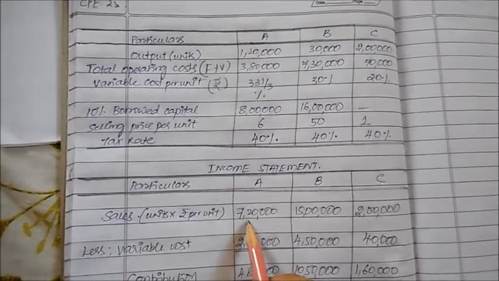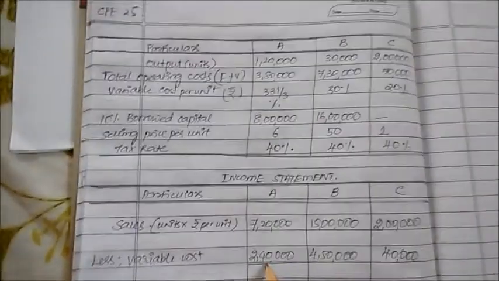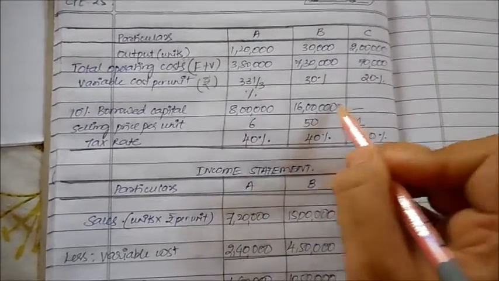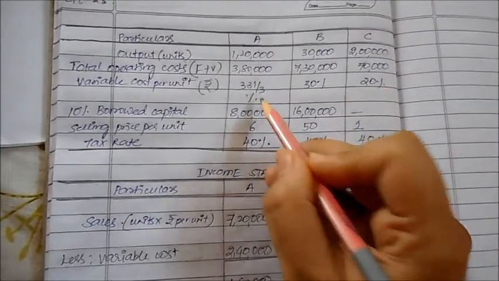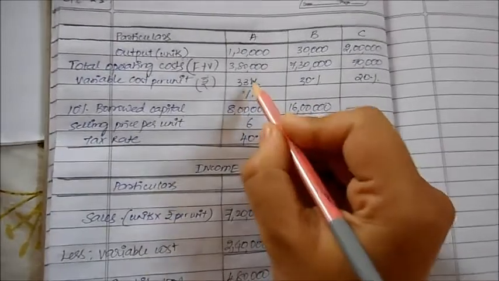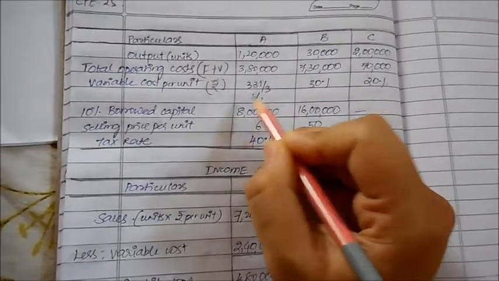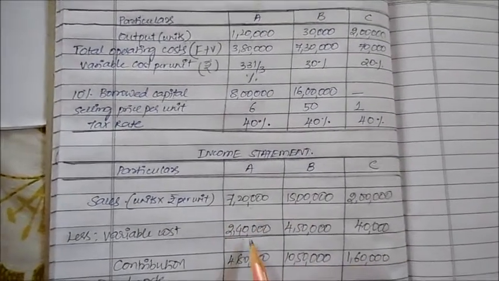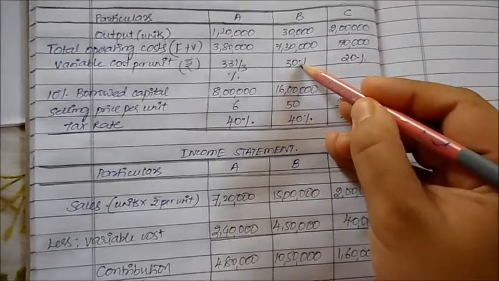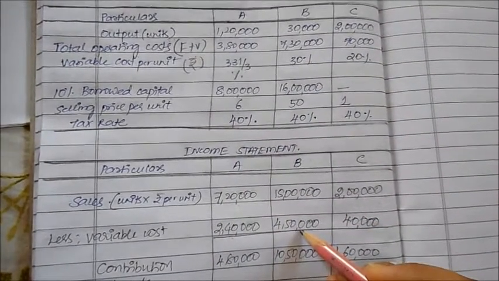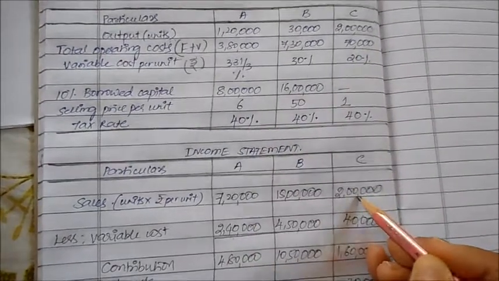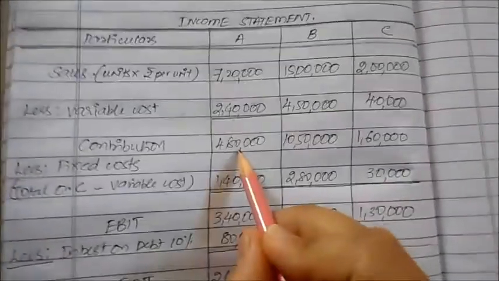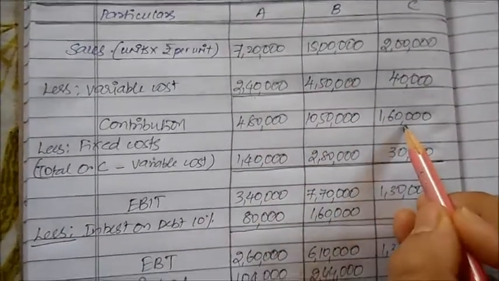Moving on, out of the sales we have to reduce our variable cost, all those which went into production. Now variable cost is not directly given in the question, it is given in the form of percentage. 33.1 by 3, if you break this fraction into percentage, it will become 33.33. So 33.33% of 7,20,000 will give you 2,40,000. Similarly, 30% of sales will give you 4,50,000, and 20% of the sales will give you 40,000. Now if you deduct these, you will arrive at your contribution 4,80,000, 10,50,000 and 1,60,000.